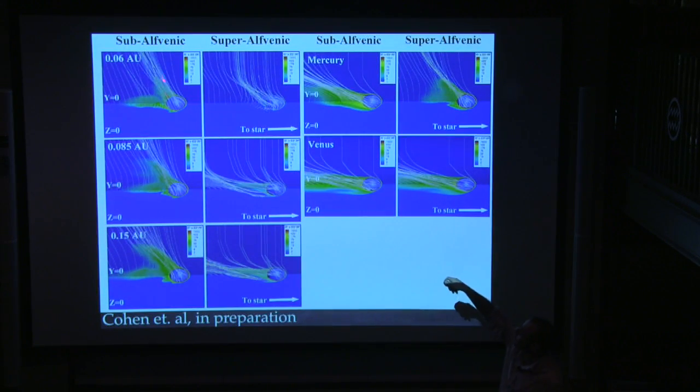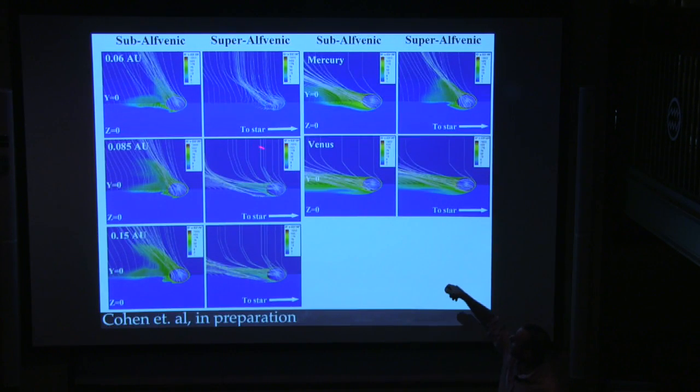This plot shows the 3 planets from top to bottom, and each pair has a sub-Alfvénic solution and a super-Alfvénic solution. And for reference, I show a solution for Venus here, and a Venus that I set at the orbit of Mercury. So what I call Mercury is actually a Venus at Mercury's orbit. This plot shows contours of the ratio between the oxygen ions and the hydrogen ions.